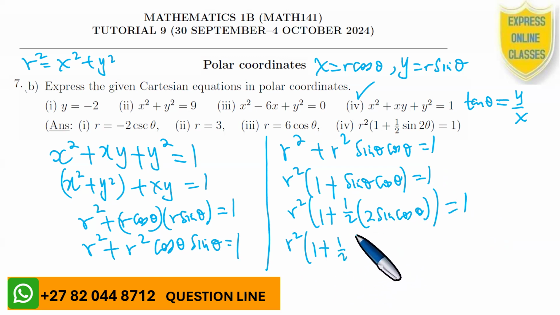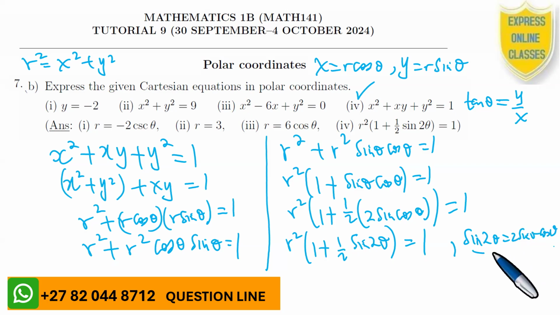Two sine theta cosine theta is sine 2 theta. So that is the answer to the fourth Roman figure, because we know already that sine 2 theta is always 2 sine theta cosine theta. So that is what we have.